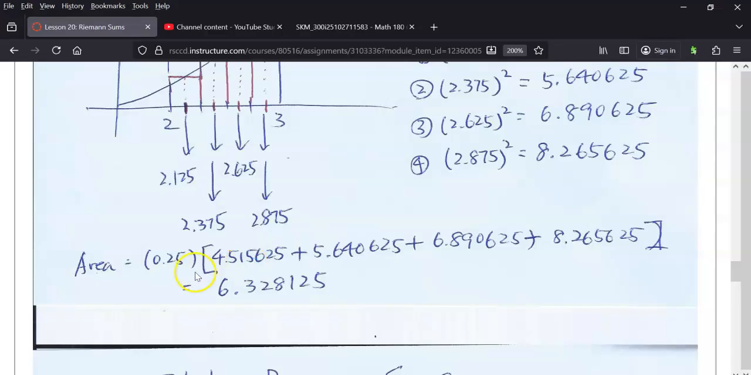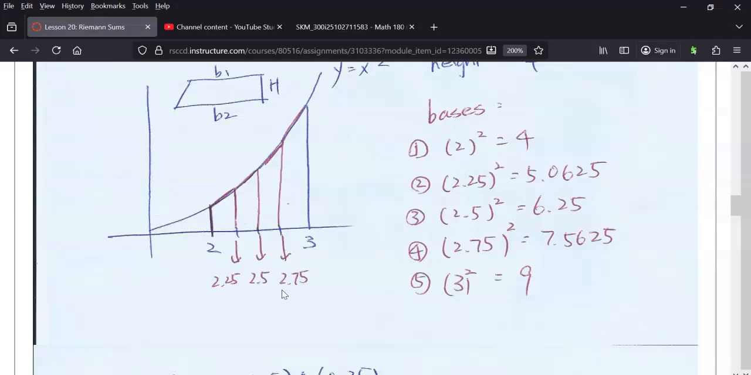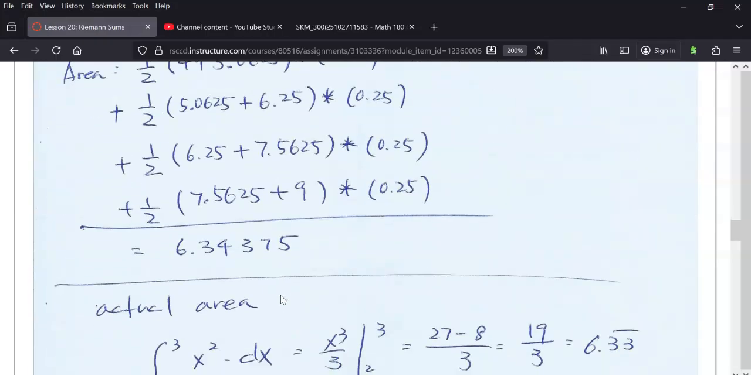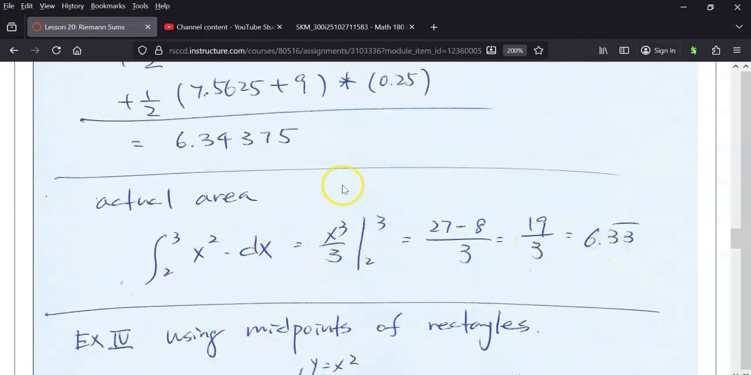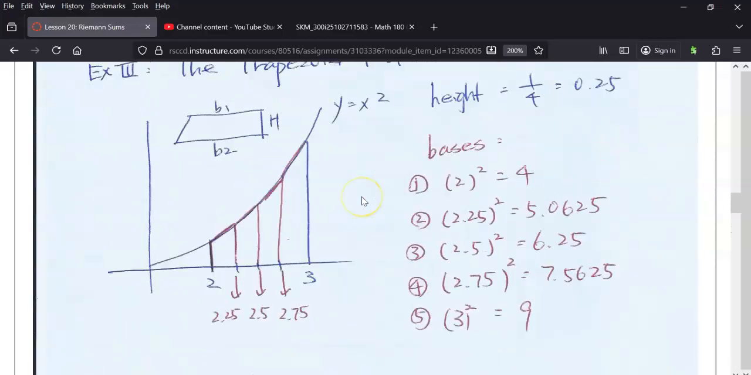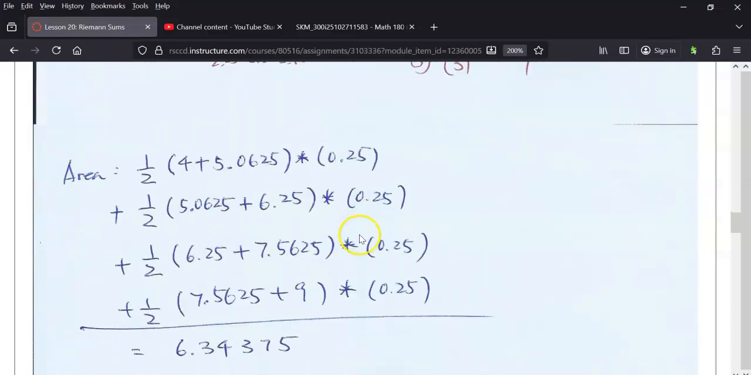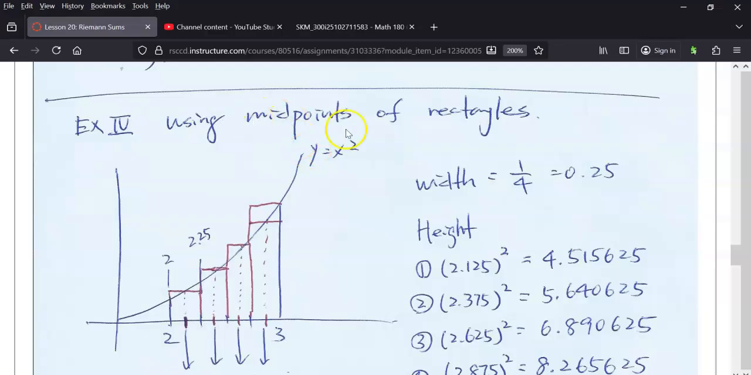So if you take the width times all the heights, this is another way to do the problem. Then you get 6.32. That's pretty close to the actual number, 6.33, and really close to the trapezoid method as well. So the best methods without using the definite integral to figure out the area under the curve are the trapezoid method or trapezoid rule, or using the midpoint for the rectangles.